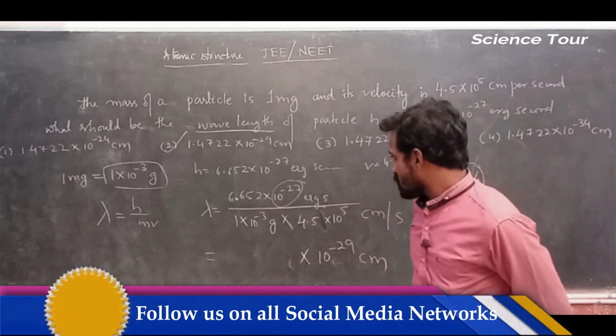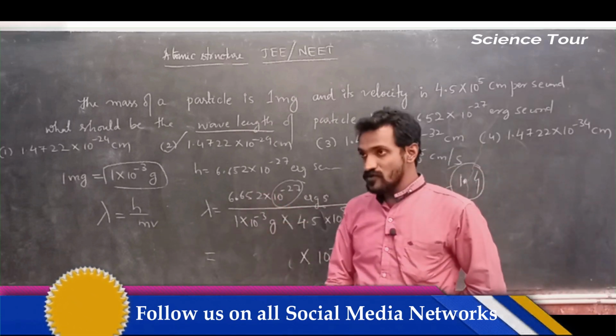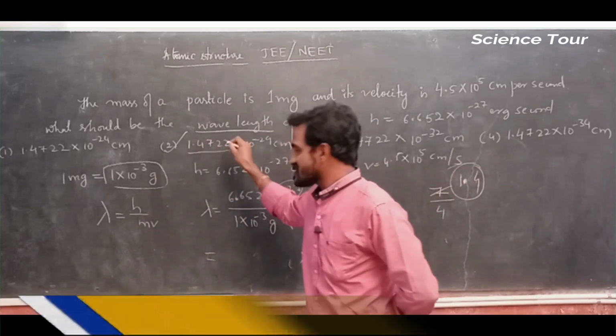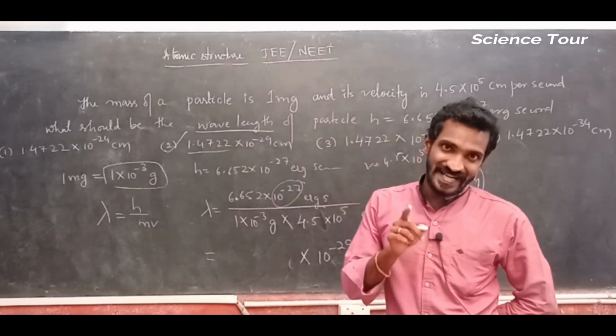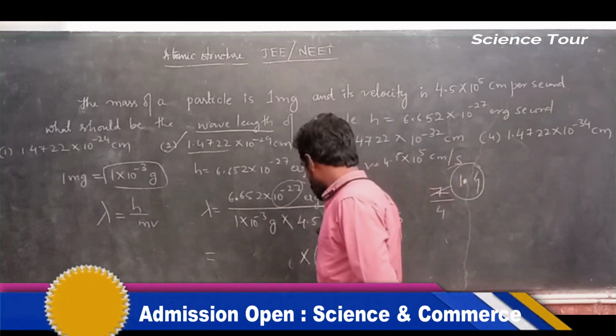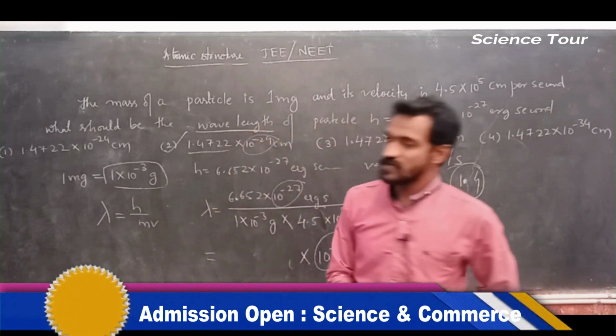So while using the shortcut method, you won't get the perfect particular answer, but you will get the nearest answer to this one, nearest answer. But here we easily got it, because 10 to the power minus 29 is there.